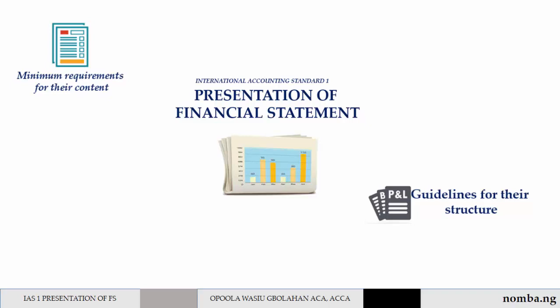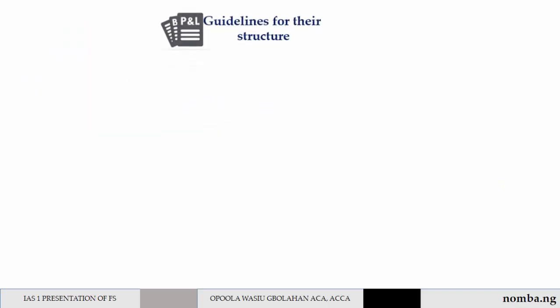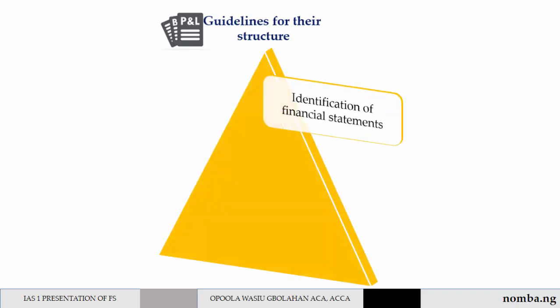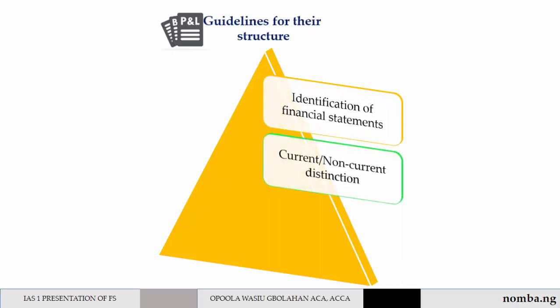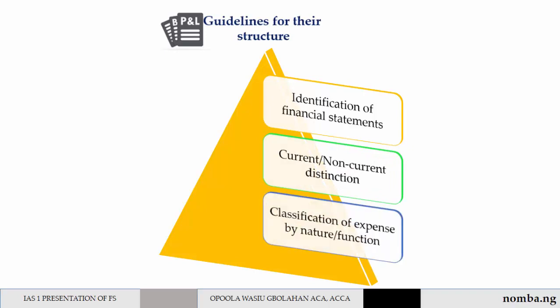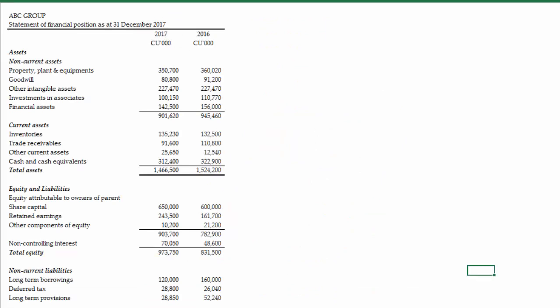The guidelines for the structure of financial statements as prescribed in IAS 1 are: 1. Identification of financial statements. 2. The current or non-current distinction. And 3. The classification of expense by nature or by function. However, these guidelines can only be explained with the content of the components of financial statements. So let's look at the minimum content of the components of financial statements vis-a-vis the guidelines for the structure of financial statements.